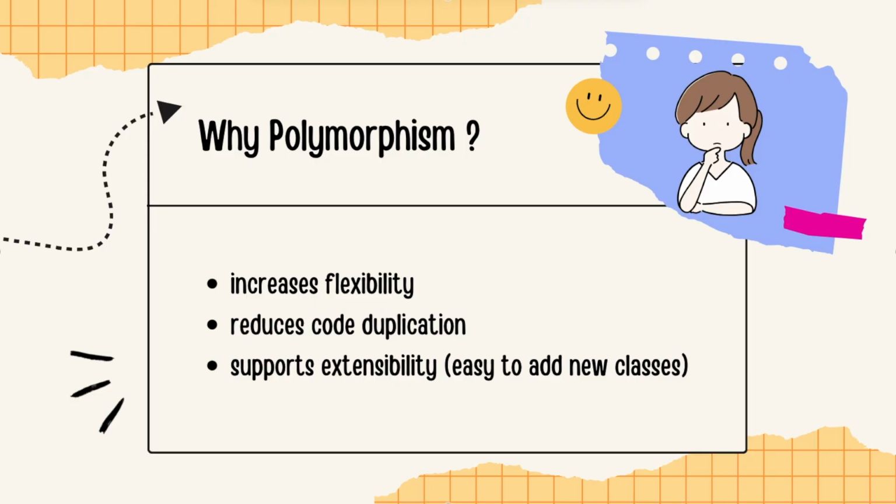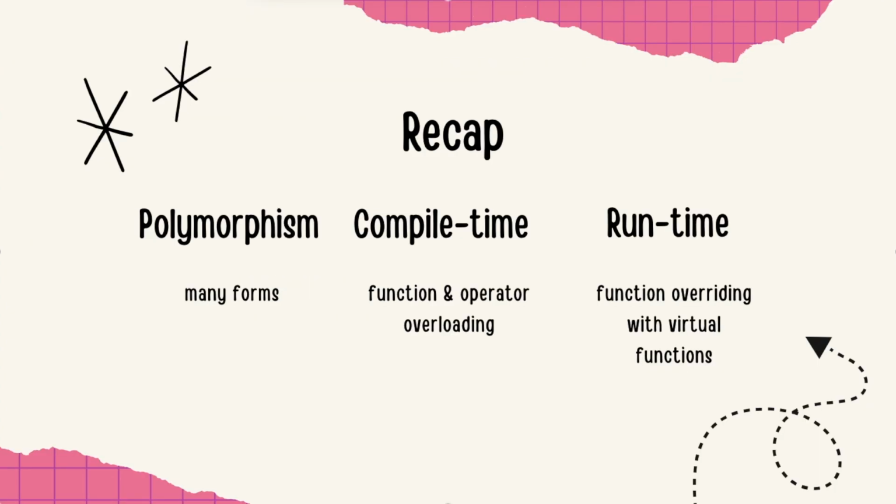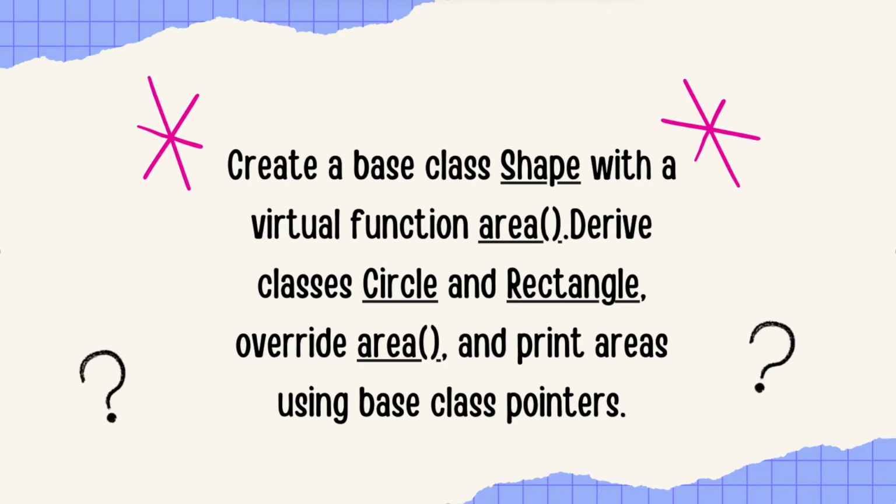I hope you understood all the programs and the points we have discussed. With polymorphism, we can write general code that works for different types of objects. Polymorphism is what makes C++ truly object oriented, allowing dynamic behavior at runtime. So, in this lesson, we learned function overloading and operator overloading, virtual functions and runtime polymorphism, and why polymorphism makes programs more flexible.